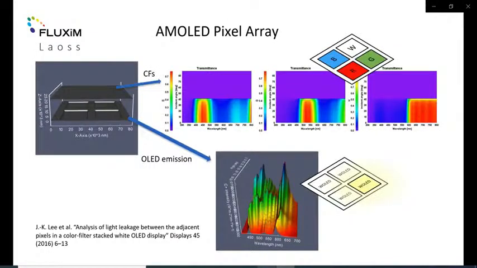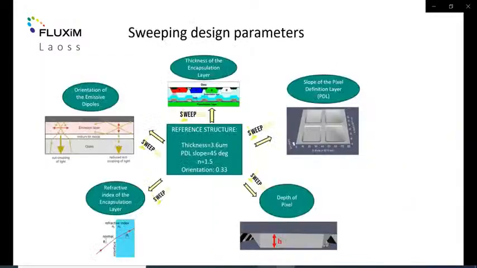As an input, we have to provide the white OLED emission spectrum as well as the optical properties of the different color filters. Our initial settings are used as a reference structure in the simulation. We can now easily vary several parameters of the display or the materials used. For example, we can sweep the slope of the pixel definition layer.